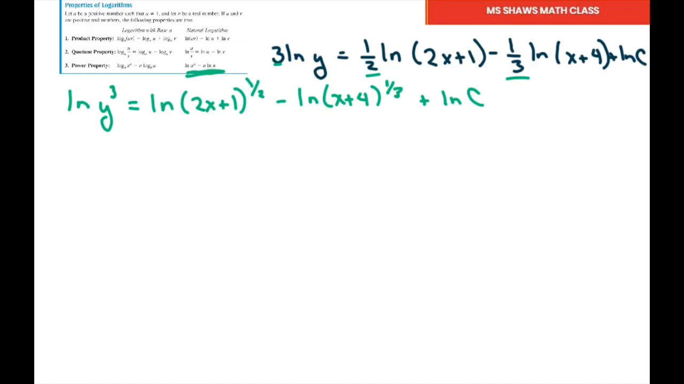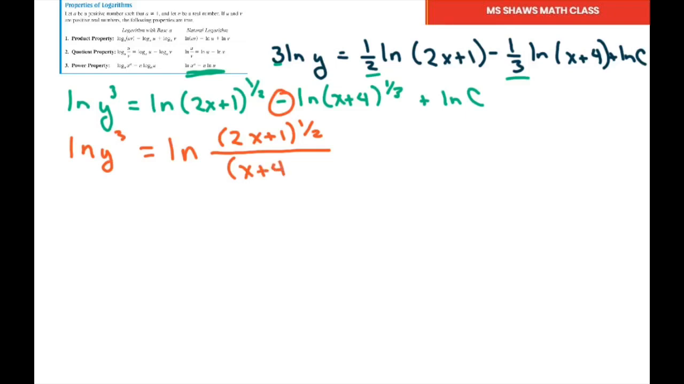Alright, now I'm going to condense all this. So I have ln of y cubed equals, I'm going to write it as a single log. If it's positive, it goes in the numerator. There's a negative there, it means it goes in the denominator. And we just have c, and if you don't mind, I'm just going to put the c in front here. Alright, now we have one ln on each side and we can cross them out. Now I just have to solve for y, so I'm going to cube root each side.